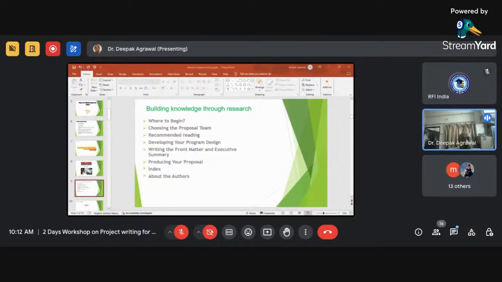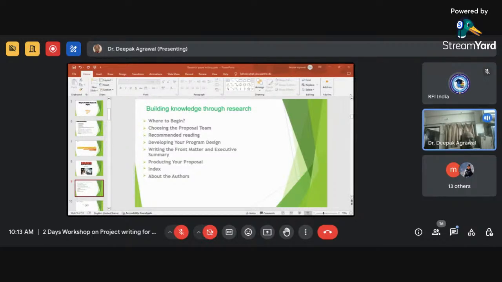Then, if you are wanting to proceed towards grants, in that case your proposal is very, very important. So a quality proposal becomes a part of your research work, and the acceptance or the rejection depends upon your proposal. That is a research paper.